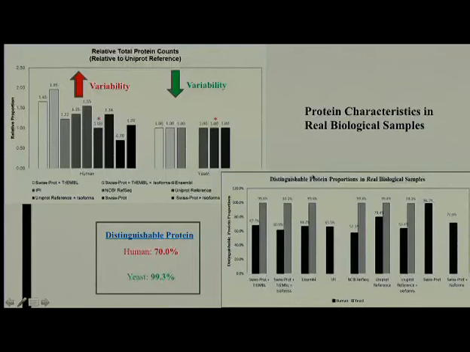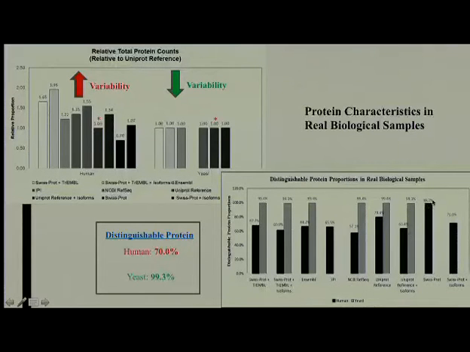When we look at the distinguishable protein proportions in real biological samples, the lighter gray bars here indicate the distinguishable protein proportions in the yeast samples across databases. As you see, 99% of the proteins are distinguishable proteins in the yeast samples, and there's no variability. They're all pretty much exactly the same across different databases. However, only 70% of the proteins are distinguishable proteins in the human samples, and there appears to be a lot of variability across databases.